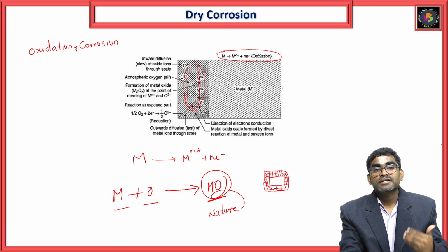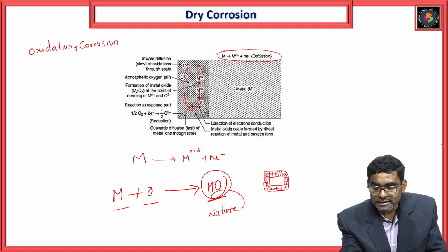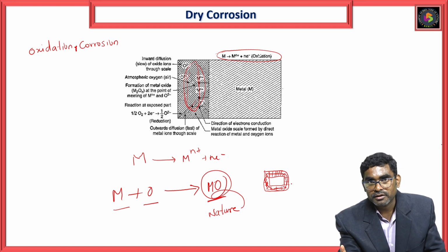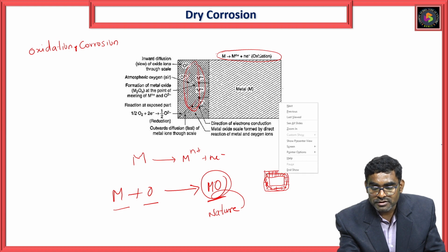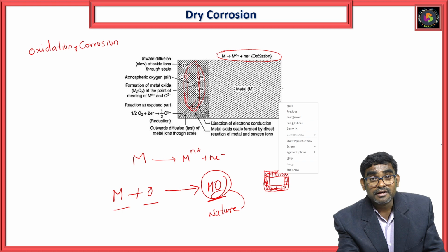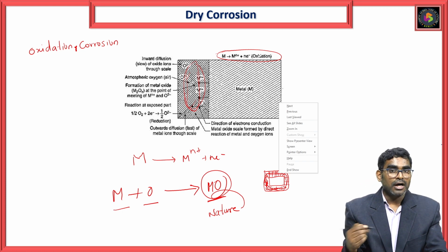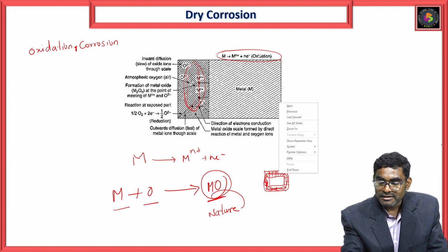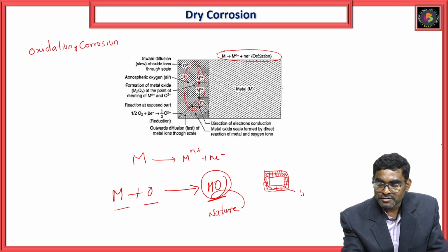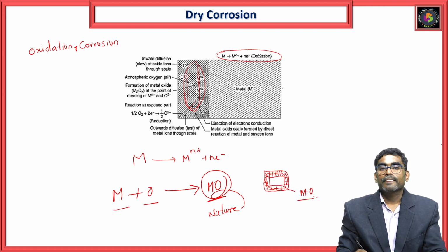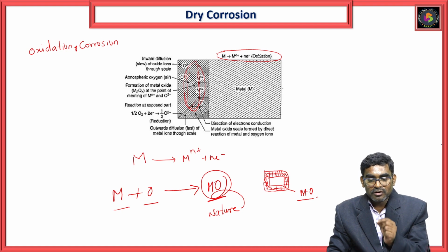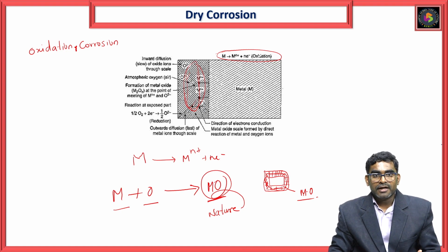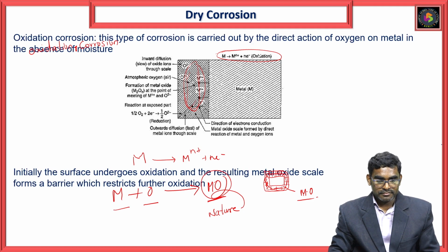So, the further step of corrosion. The corrosion has already taken place once. Now, the metal oxide layer that is formed, surrounding this metal, whether corrosion continues further or not depends on the nature of this particular metal oxide layer. Based on the nature of the metal oxide layer, we can decide whether further corrosion takes place or not. Okay, so let us see now.